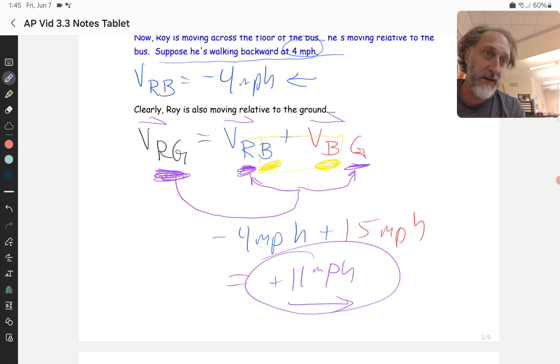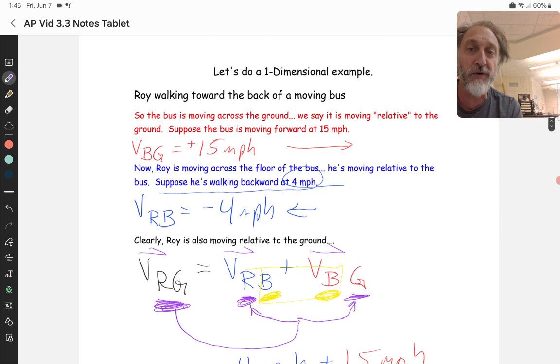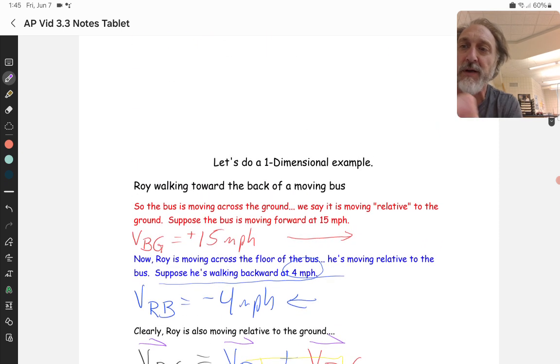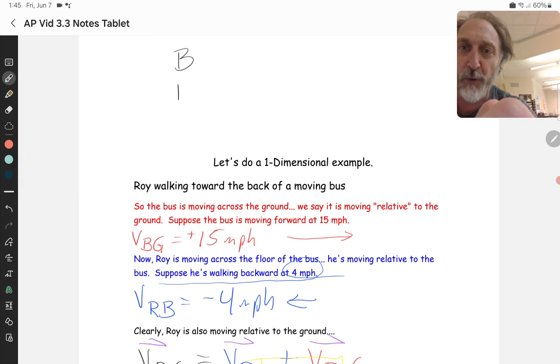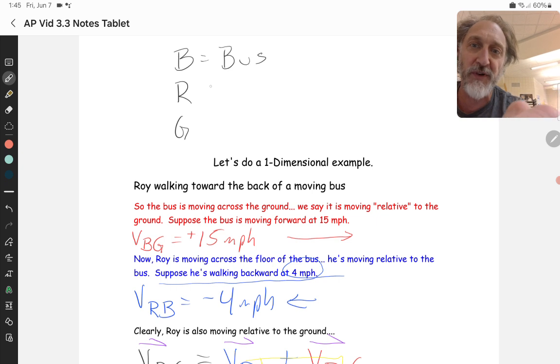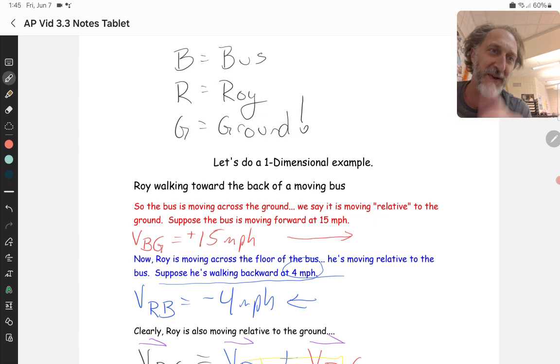Now, a thing that you need to get in the habit of, especially as these problems get more complicated, is before you start the problem, I want you to give me a little, like a legend, all right? There are 3 objects in this problem we care about. There's a bus, there's Roy, and there's the ground. So tell me that before you start the problem, so that way I know what your letters are. All right? That'll be especially important.